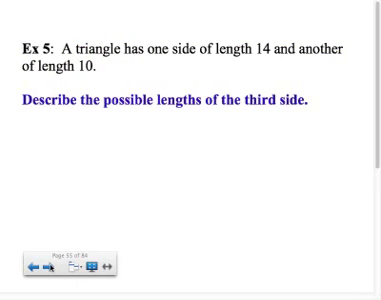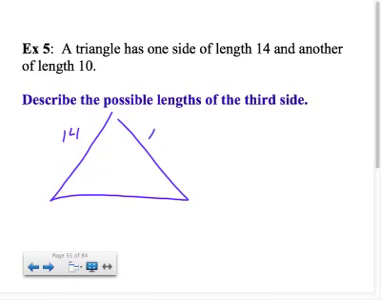Example 5 says a triangle has one side length of 14, another of 10. Describe the possible length of the third side. So just draw a quick picture, right? So here's 14, here's 10, call this guy x. What I'm going to tell you is you have to assume two cases. The first is assume that x is the shortest side. If x is the shortest side, then the inequality that you would have to test would be the short side plus the middle side is greater than the longest side.